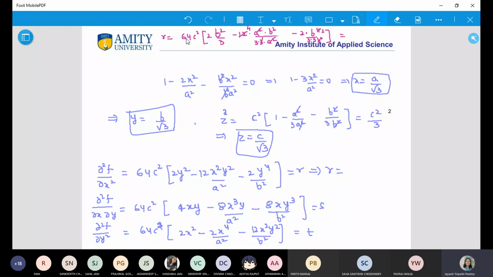So actually 8 4s are 32, 8 6s are 48. Minus 512 you will get. Please check this. Similarly put the value here. So this is minus 512 by 9 b square c square, which is less than 0. Put the values and give me the output.